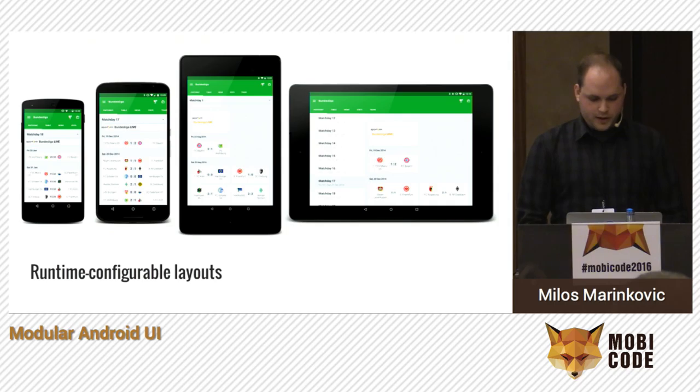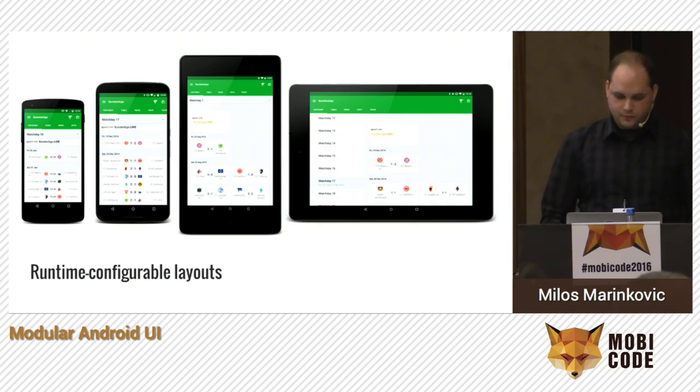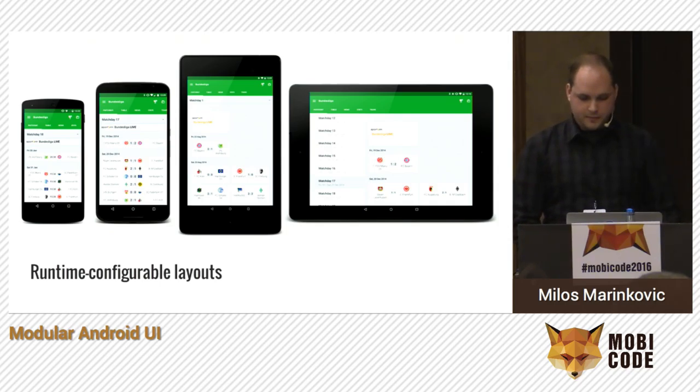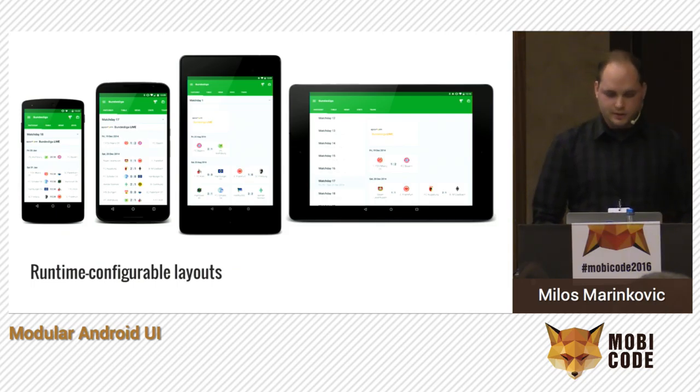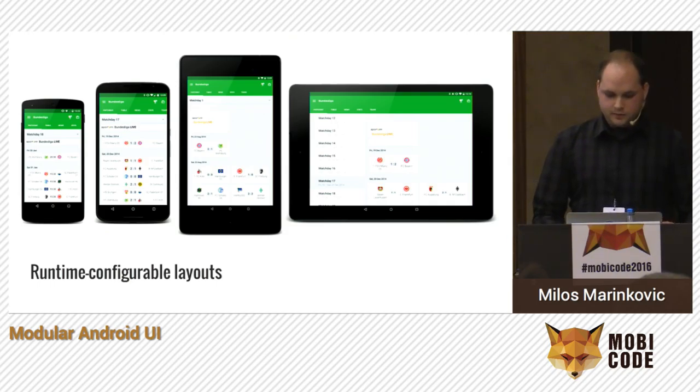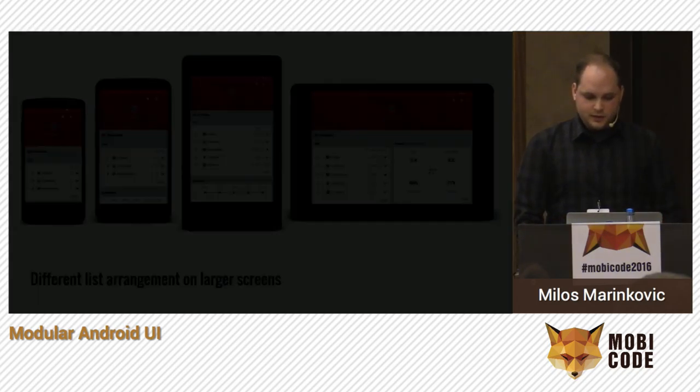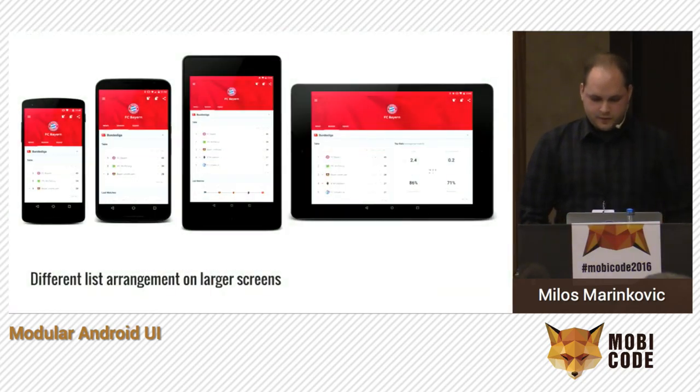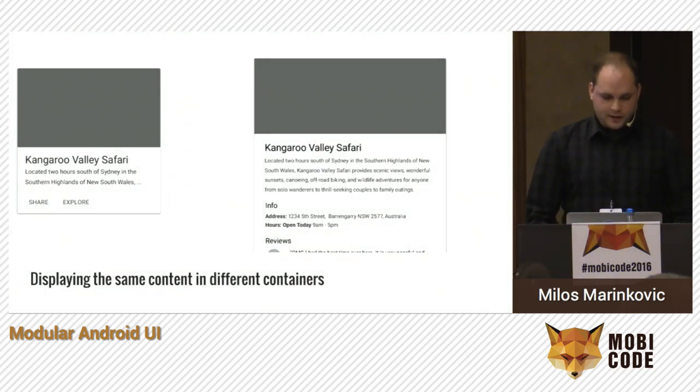Further on, we have runtime configurable layouts. For example, in this sample app, when you rotate it, it detects that it's running on a tablet in landscape mode, and it just behaves differently. It's a very similar example on this slide. And one more thing is displaying the same content in different containers.